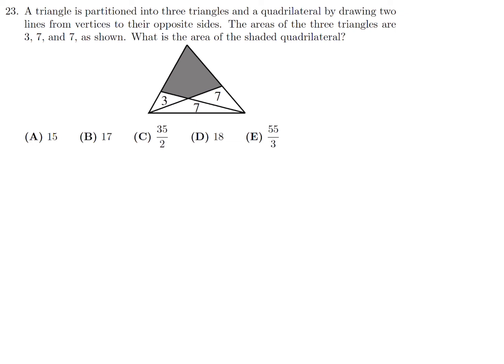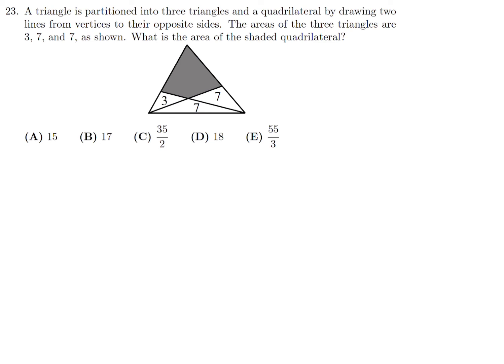A triangle is partitioned into 3 triangles and a quadrilateral by drawing 2 lines from vertices to their opposite sides. The areas of the 3 triangles are 3, 7, and 7 as shown. What is the area of the shaded quadrilateral?